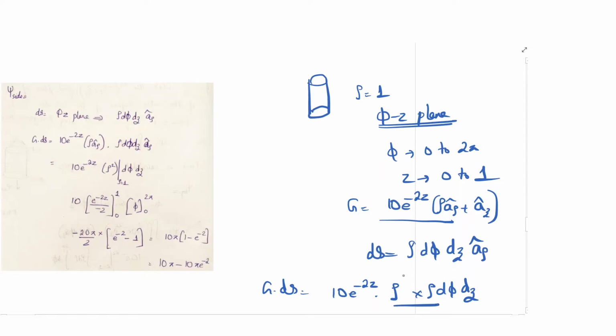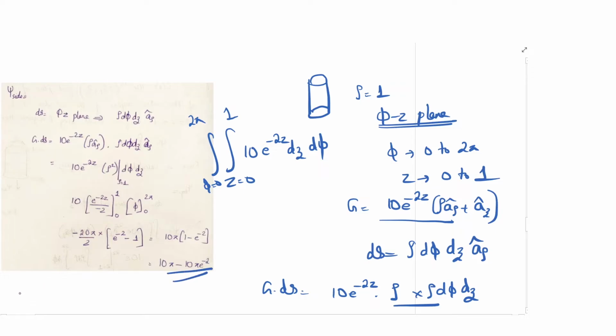And rho square you substitute as rho is equal to 1. So this will be reduced to 1. So what you have to integrate is 10 e raised to minus 2z dz d phi. Z varying from 0 to 1 and phi varying from 0 to 2 pi. That we are doing here. D phi, on integrating you get phi with the limit 0 to 2 pi. Then e raised to minus 2z dz, on integrating you get e raised to minus 2z divided by minus 2 within the limit 0 to 1. On substituting you get this.